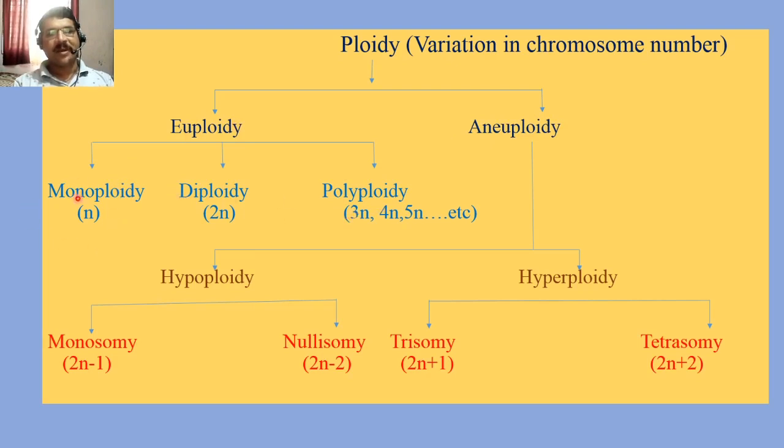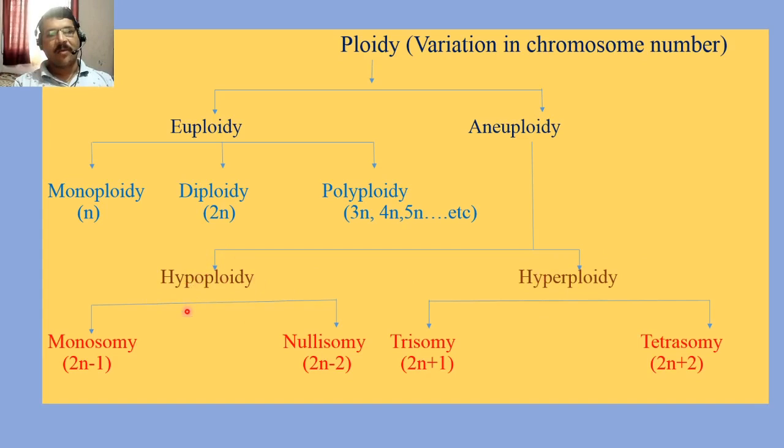Monoploidy contains one basic chromosome set. Diploidy contains two basic chromosome sets. Polyploidy contains more than two basic chromosome sets, so it may contain 3n, 4n, 5n, and so on. Aneuploidy is again divided into two types: hypoploidy and hyperploidy. When one or two chromosomes get subtracted, it is hypoploidy. When one or two chromosomes get added, it is known as hyperploidy.